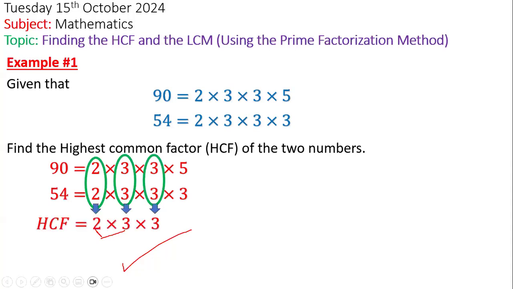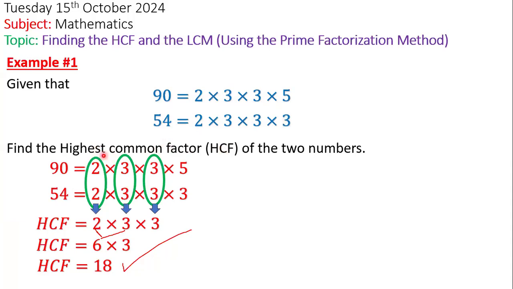Let me put all this on the screen so y'all can see it. That's what they give us. We didn't have to figure this out. They gave this to us, right? And then they gave us that the prime factorization of 54 is 2 times 3 times 3 times 3. And they want us to find the highest common factor of the two numbers.